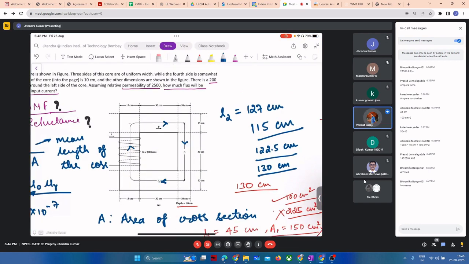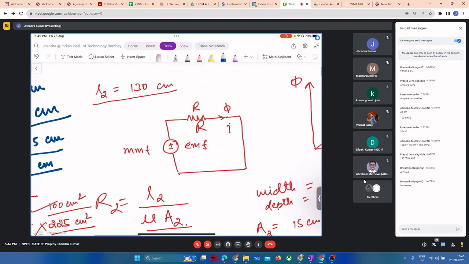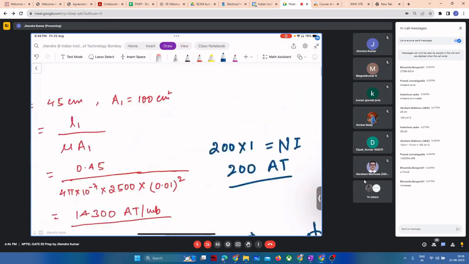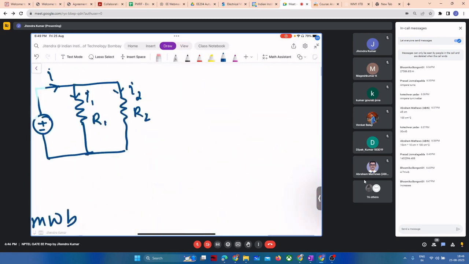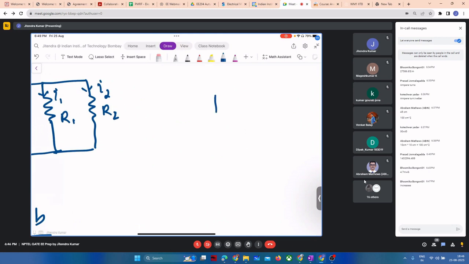Yes, sir. But if there is any chance that it has a parallel connection, what is the formula that should be used there, sir? Yeah, definitely. There are scenarios where you can have parallel connections. Let me show you. So if you have such kind of core, let me draw it.